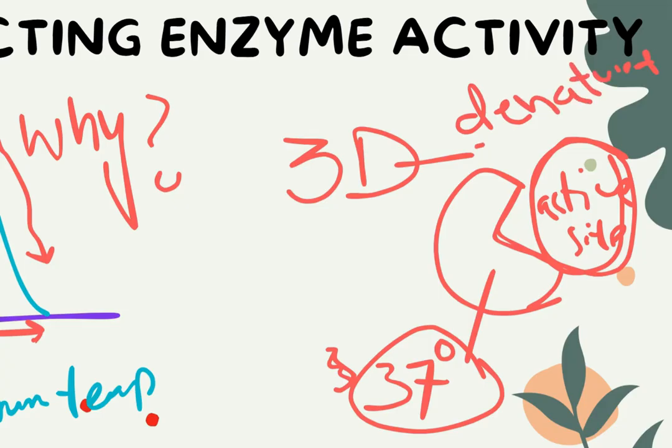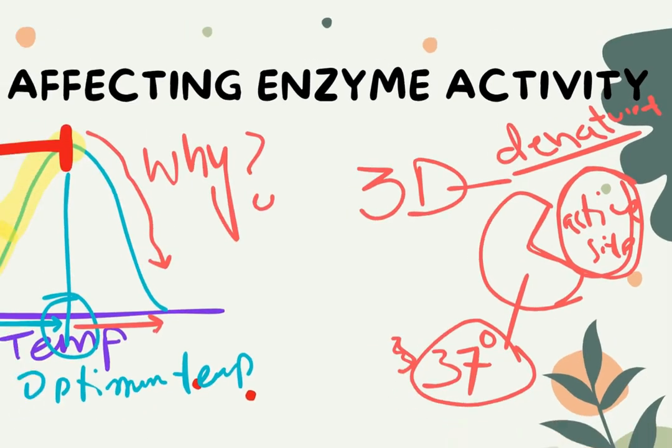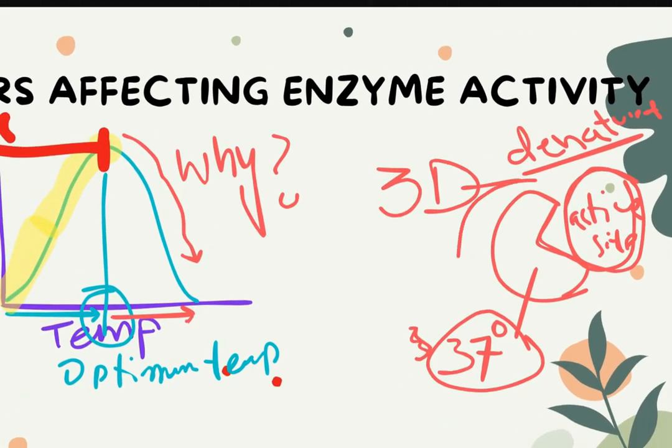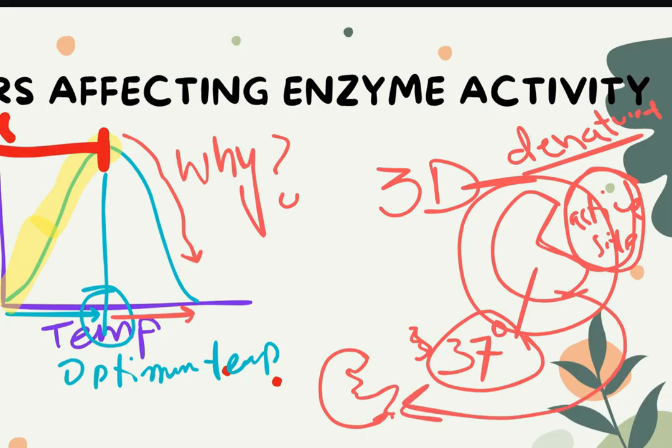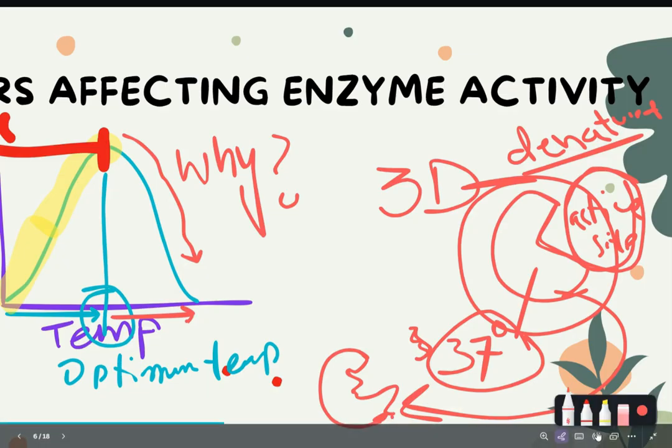What do we mean by denatured? Denatured literally means that the shape of your active site changes. Okay, so if it was initially like this, it's going to change into, let's suppose, something like this. It literally changes its shape. So do you think it's now going to bind to the same substrate that it used to bind with? Like, look at this.